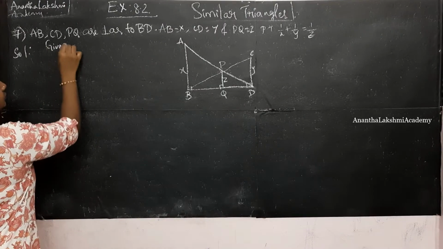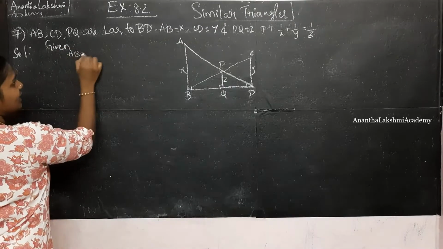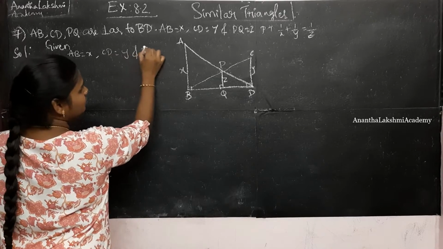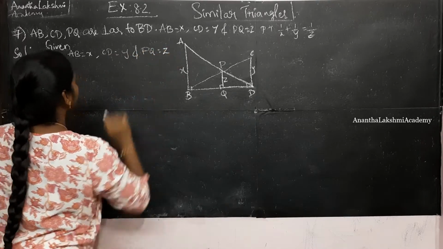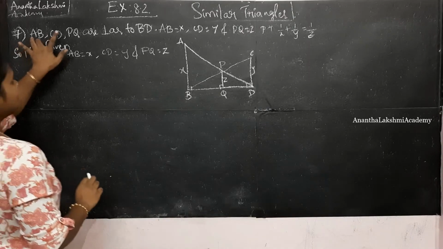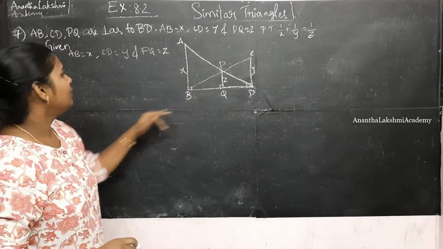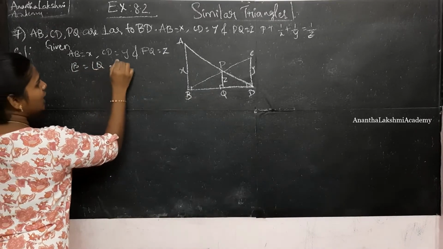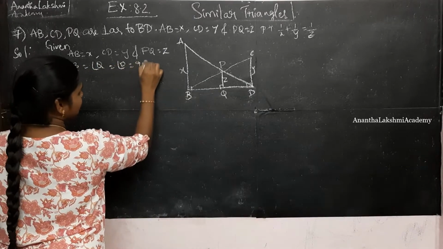Given AB is equal to X, CD is equal to Y and PQ is equal to Z. Alright, that is what is given, and AB, CD, PQ are perpendicular, which means angle B is equal to angle Q is equal to angle D is equal to 90 degrees.